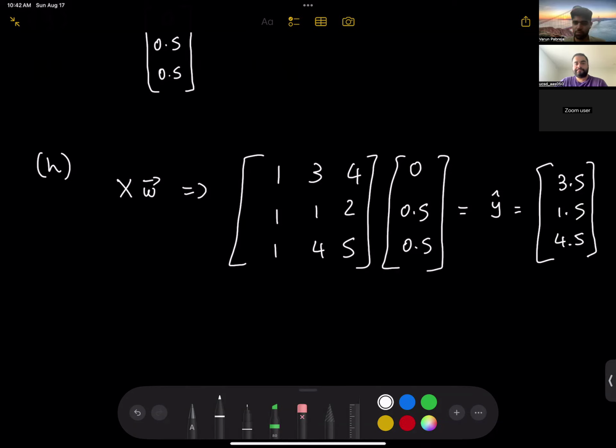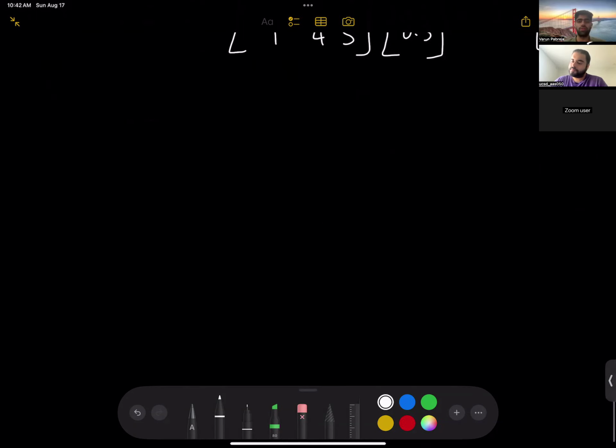And then part I is writing down the observation vector y, which intuitively, from the missing cap on top, tells you it's the vector of observed values that we have, which is just 2.5, 2, and 5.